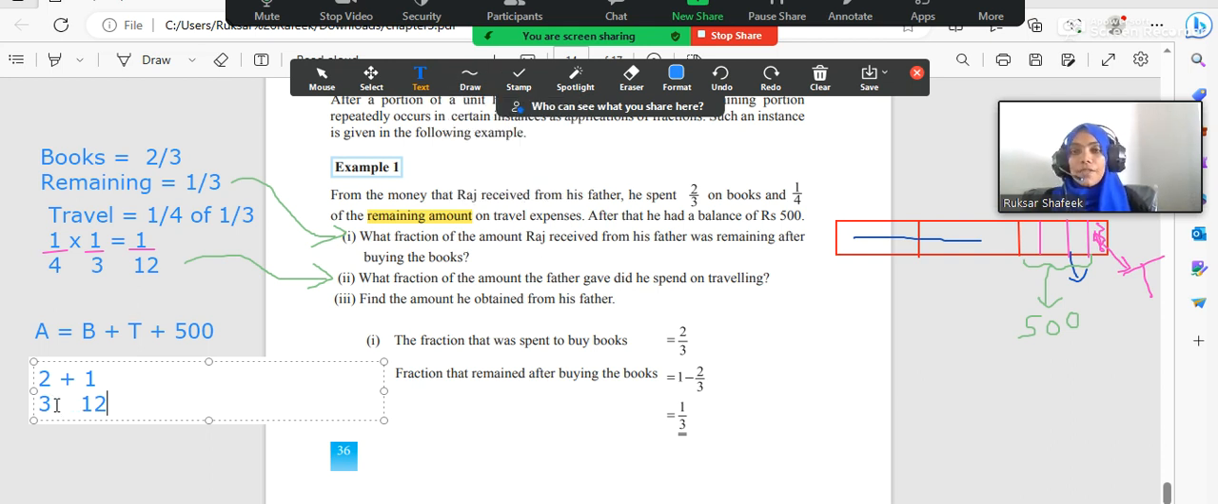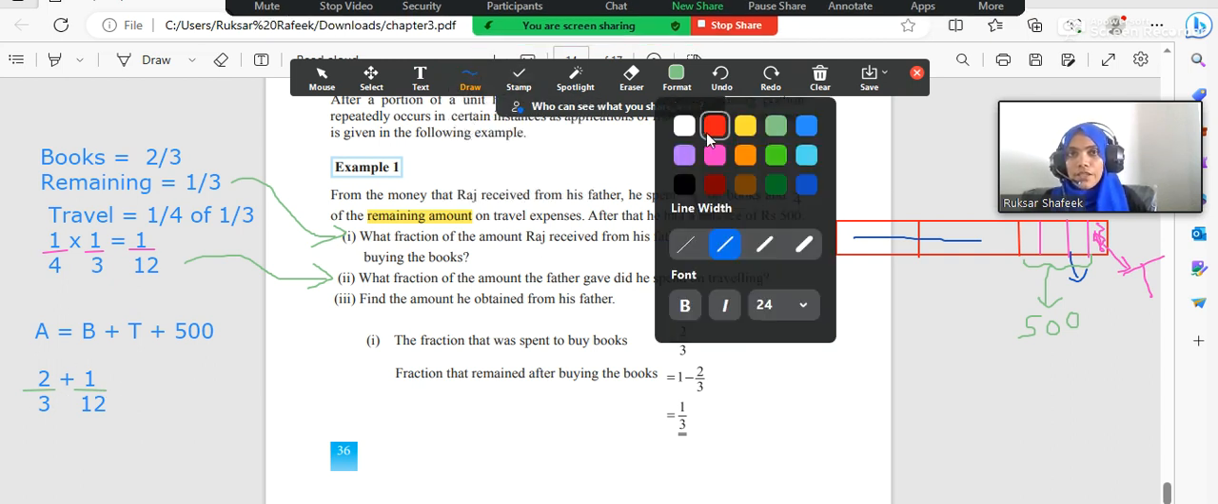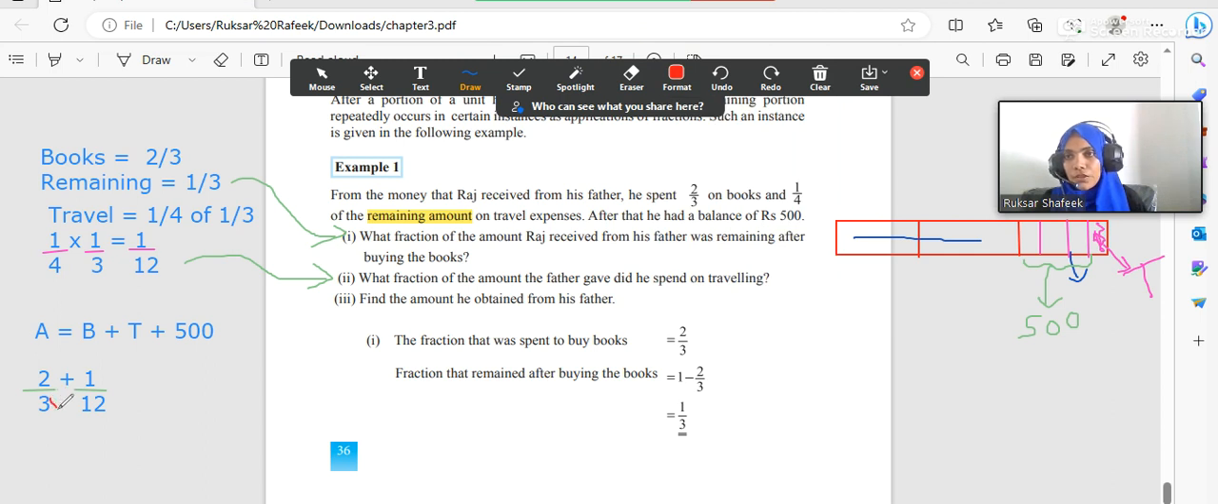So the denominator should be 12. 3 times 4 is 12. If I multiply this by 4, I need to multiply the numerator by 4 as well. So 2 times 4 is 8. Here there is no change because the denominator is 12 already. So 8 plus 1 is 9/12. Now what is 9/12? The amount that has been spent for books and for traveling.